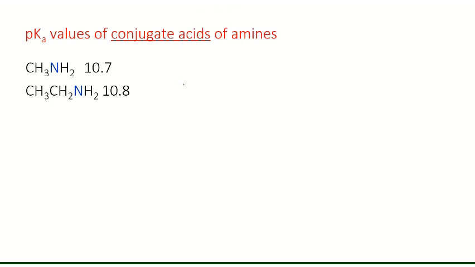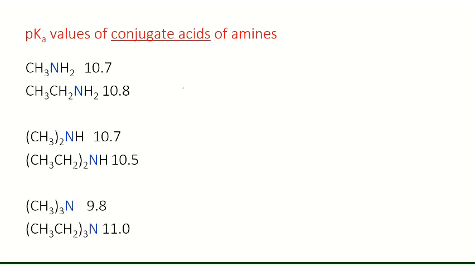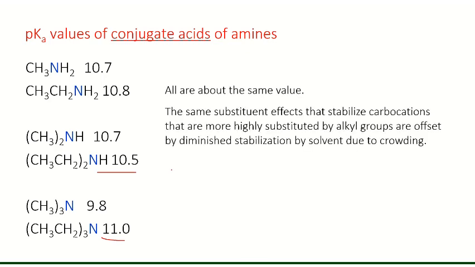The pKa values of the conjugate acids of amines are pretty standard. Doesn't matter if I've got primary, secondary, or tertiary amines. You can see that they're relatively weak acids, i.e. you can see 10.7, 10.5, 11, all about the same value. So I don't really care about this lot.